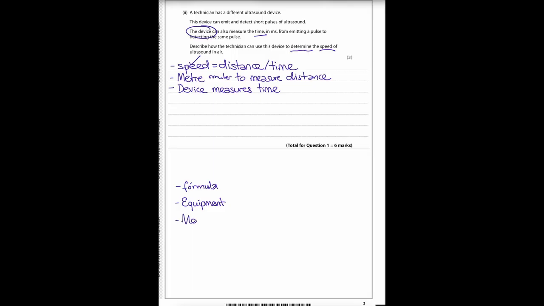The next thing that I'm doing after that is the method or some kind of detail from there. So now I've got to say exactly what I'm doing. I know that it says the device emits and detects short pulses of ultrasound. So I'm just going to say something like point the device at a wall, emit a pulse. So send pulse to wall, and then determine time for, and I'm trying to get a keyword in there, pulse to reflect off wall and come back.